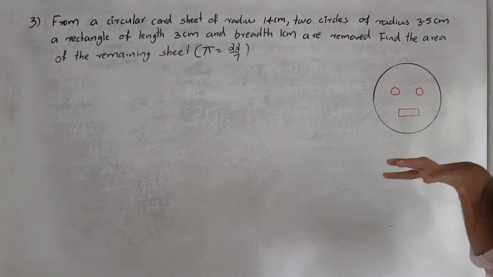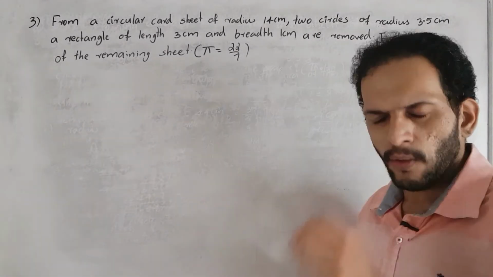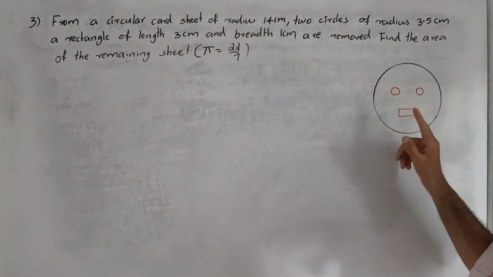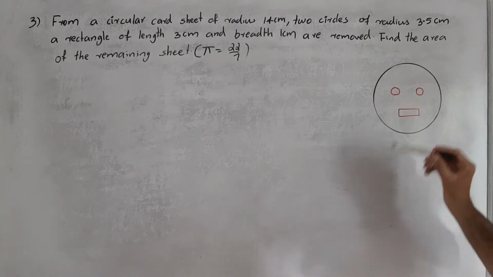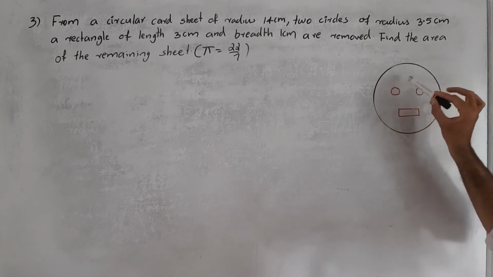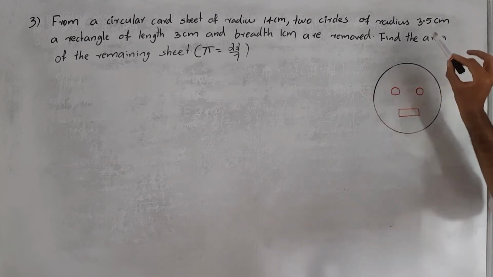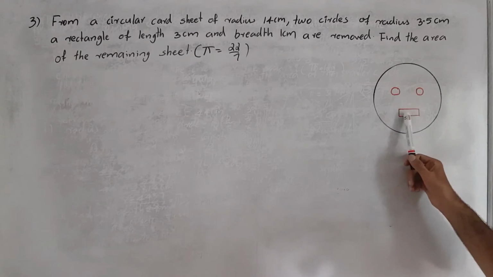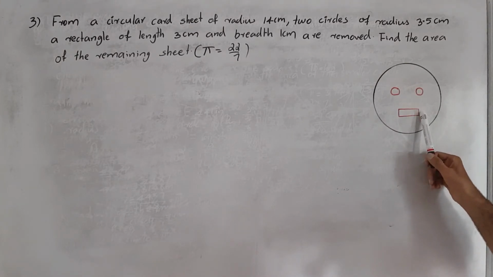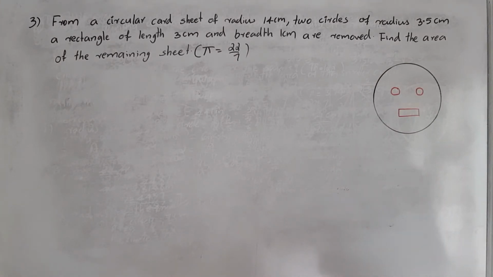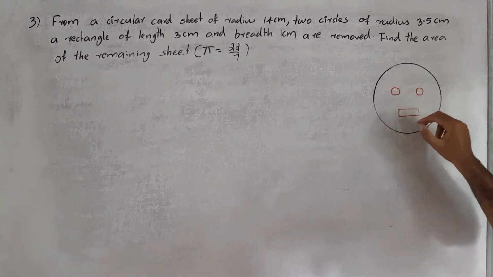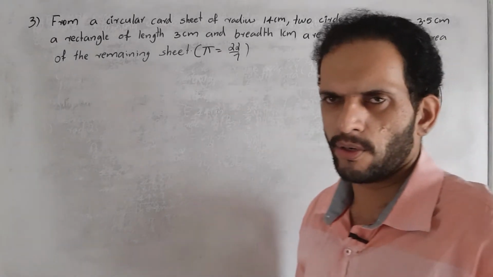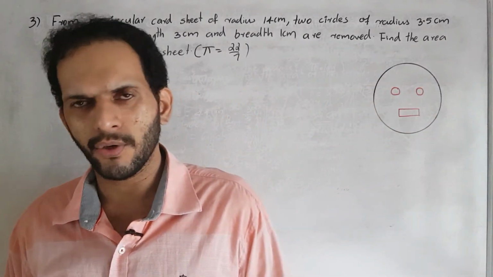Then what we do next is we remove some portion of this card. What are the shapes we are removing from here? We are removing two circles and one rectangle. Okay, what is the radius of the circles removed? Both circles' radii are equal, that is 3.5 centimeter, and the removed rectangle portion, the length is 3 centimeter and the breadth is 1 centimeter. And what is the question? After removing these three portions from this card, we want to find the area of the remaining sheet. Correct? We want to find the remaining sheet.